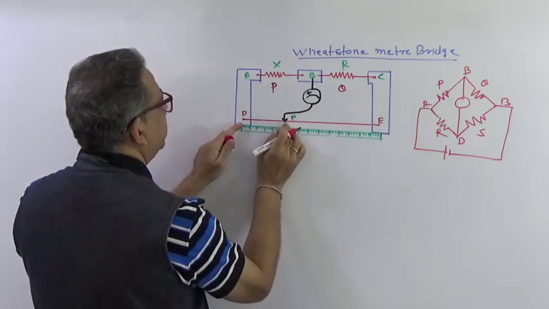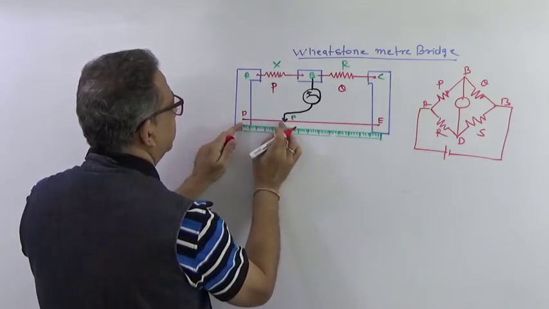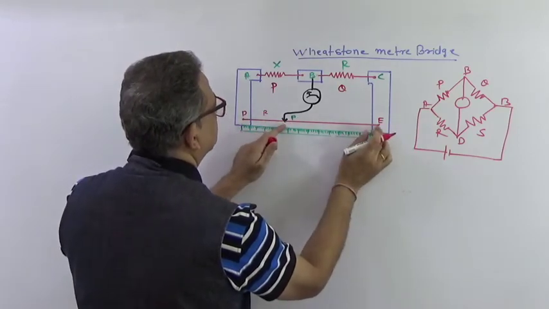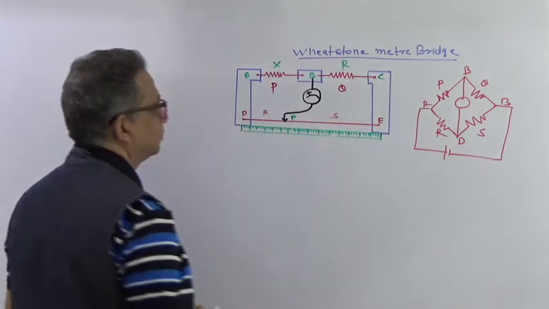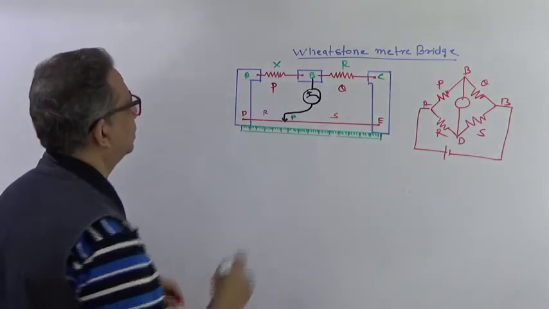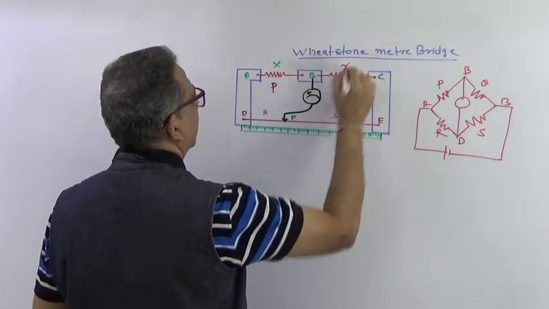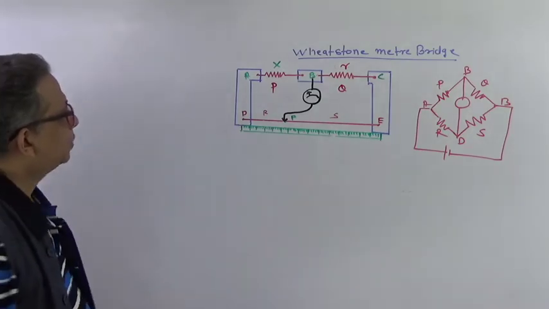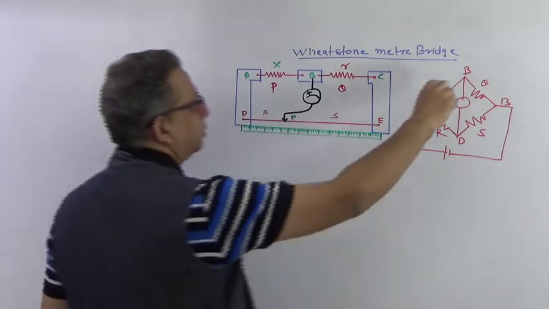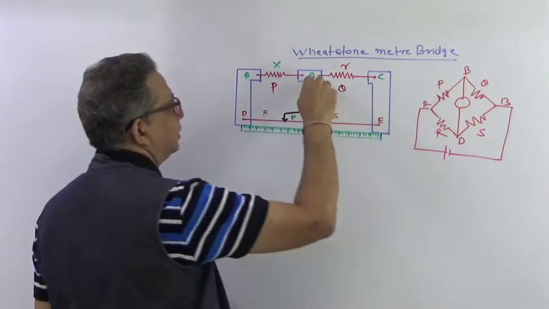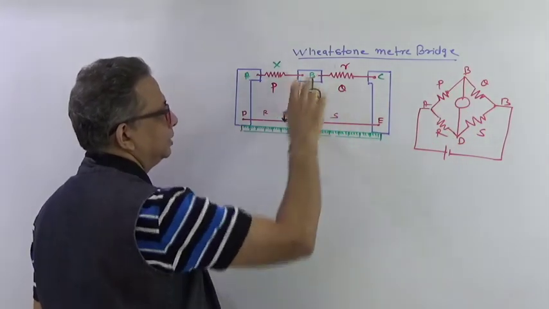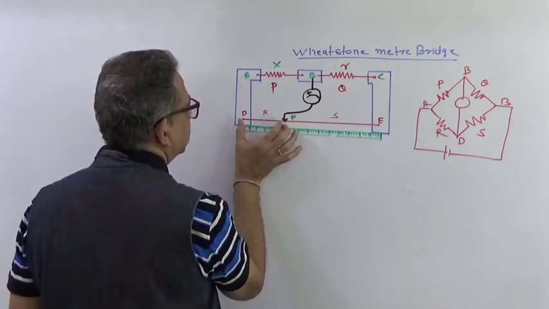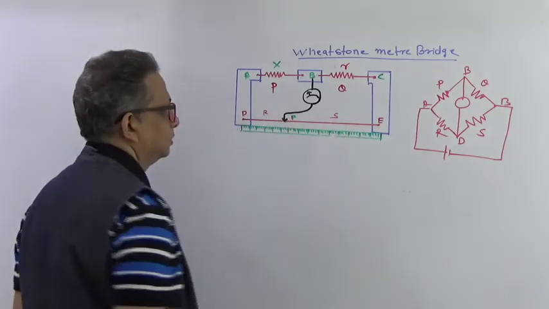So the resistance between D and P will be equal to R, and between P and E the resistance will be equal to S. Let us give this a small r, otherwise you will get confused with the resistance R. The galvanometer which was given between B and D is connected between B and P here. The letters have changed, but this is arm P, this is arm Q, this is arm R, and this is arm S, correct?